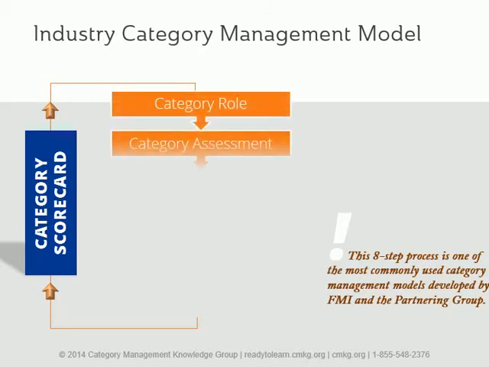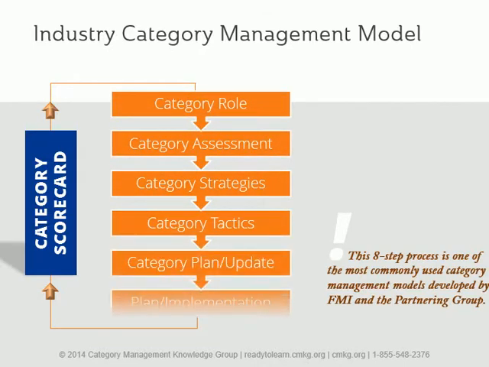As we've already discussed, category management is a process and follows a common model with distinct steps. When category management was deployed through the ECR committee, it was deployed as a rigorous 8-step model. This is the most commonly used category management model in North America, developed by the Partnering Group and FMI. While data and software tools have evolved dramatically over the past decades, this model is still very relevant today.